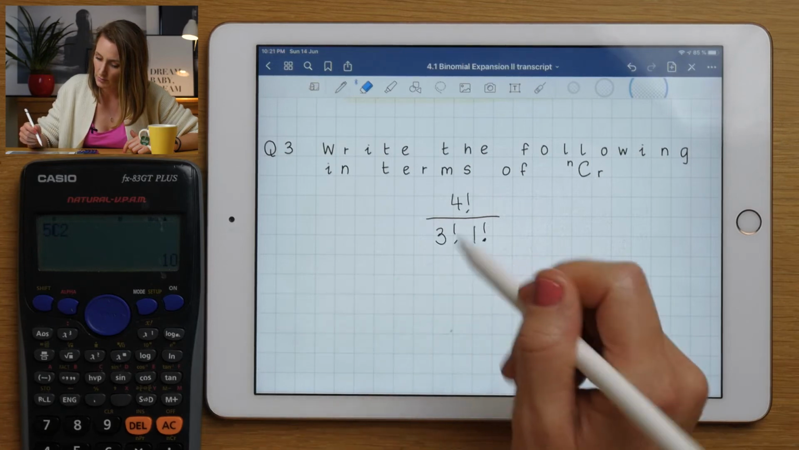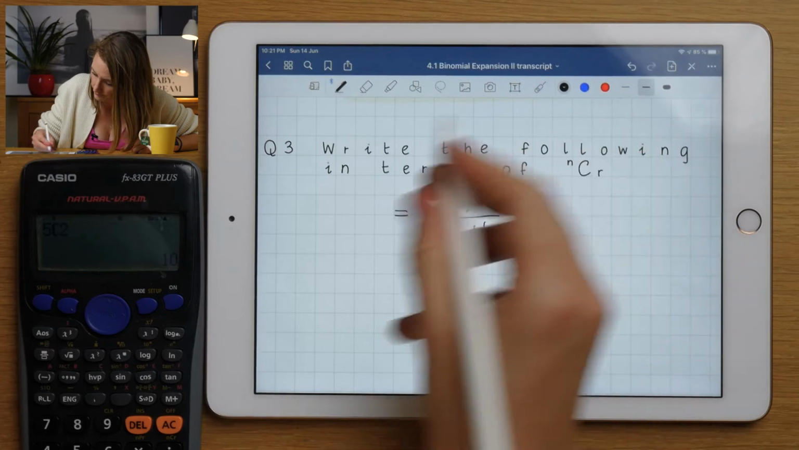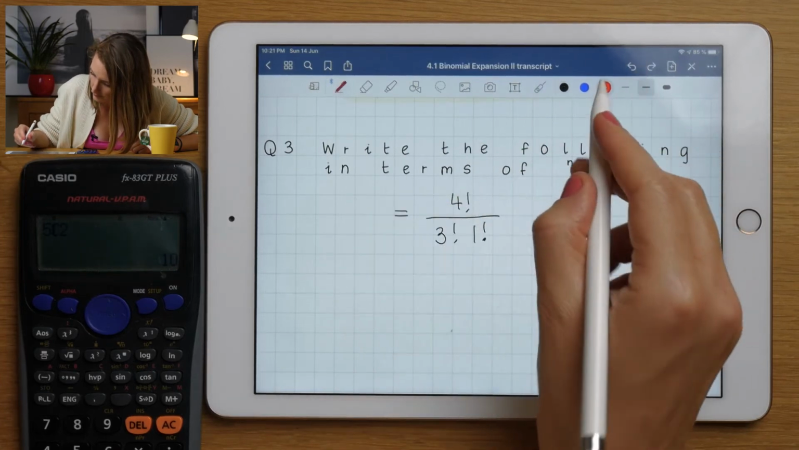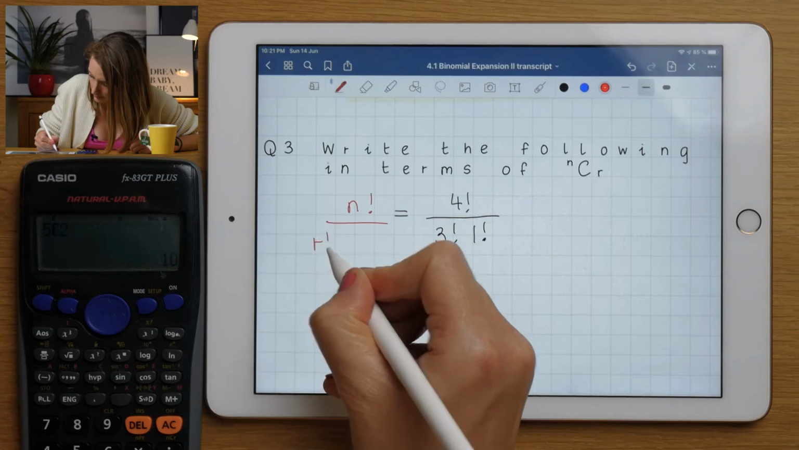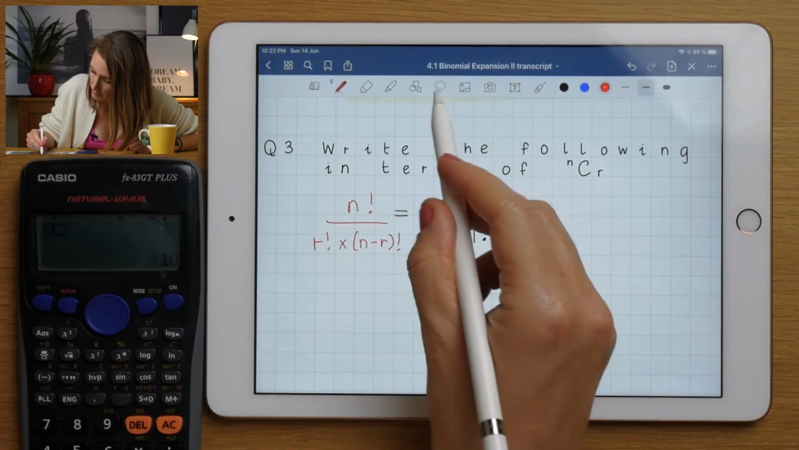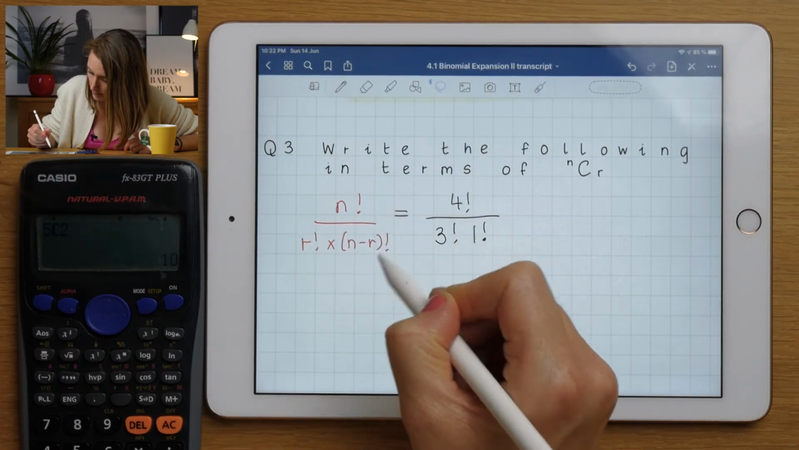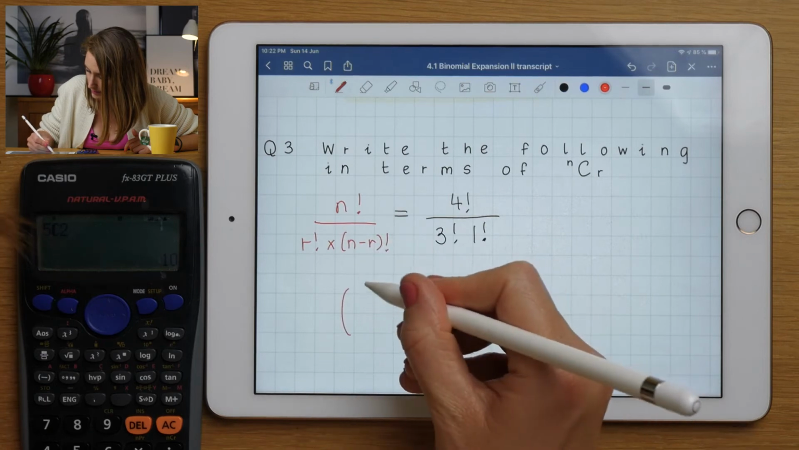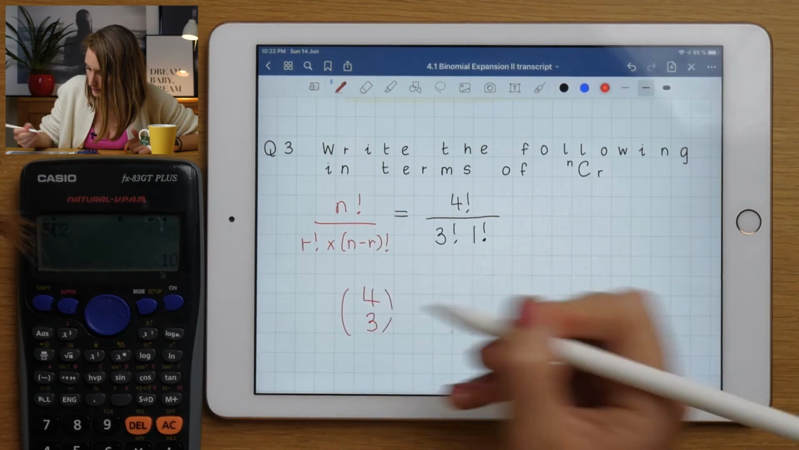Now, in this case, we need to compare what we've got to the formula. Times by n minus r factorial. So if we compare it to our formula, we can see that n is going to be 4 and r is going to be 3.